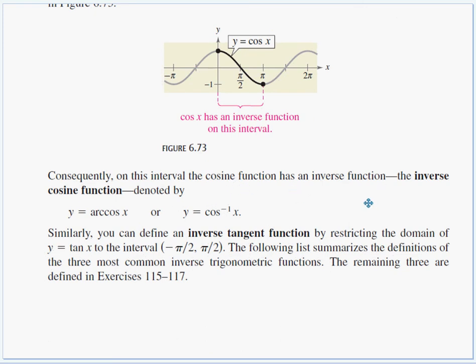Remember, to be an inverse, we need to pass the horizontal line test, and if we do not restrict the domain, we would fail that horizontal line test. So this is denoted by y equals arc cos of x, or cos inverse, with that negative 1 exponent. Just like with arc sine and sine inverse, these are interchangeable. Similarly, you can define the inverse tan function by restricting the domain to positive negative half pi, just like with sine. The following list summarizes the definitions of the three most common inverse functions.